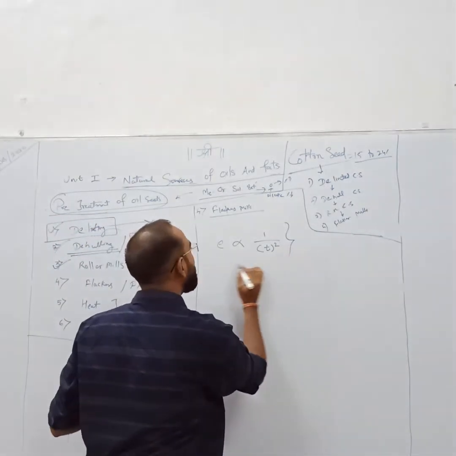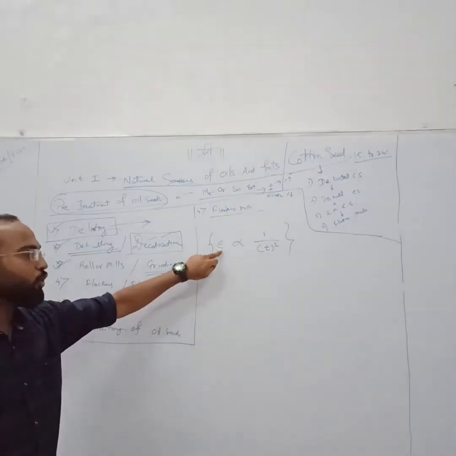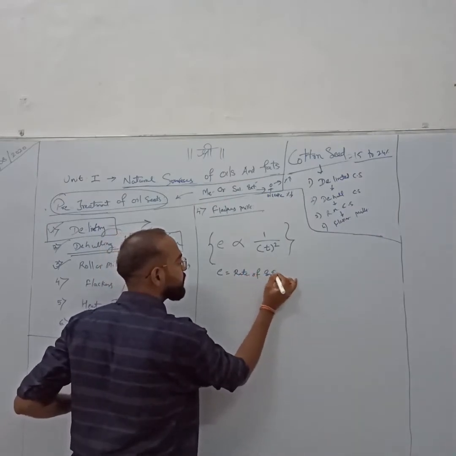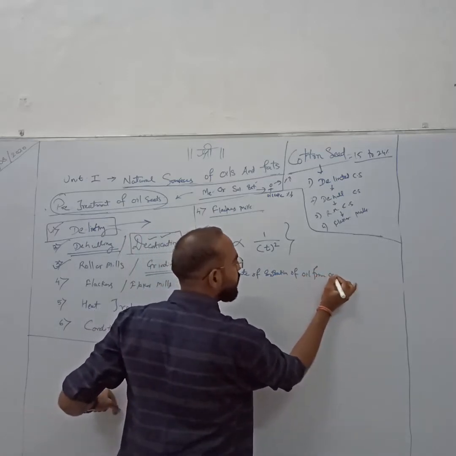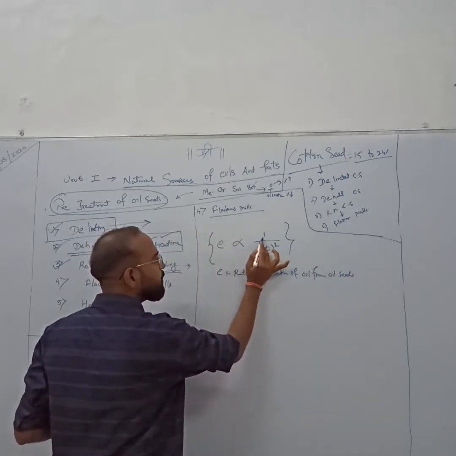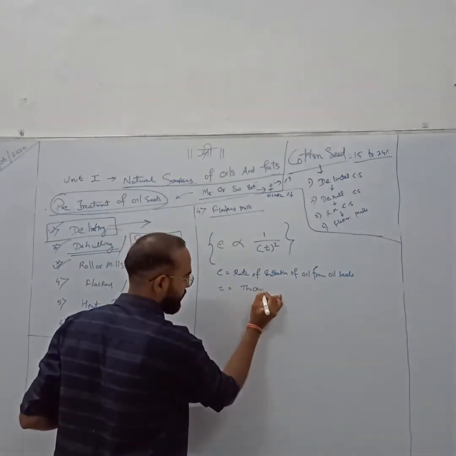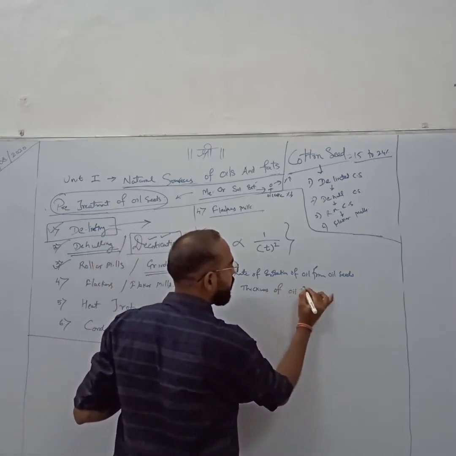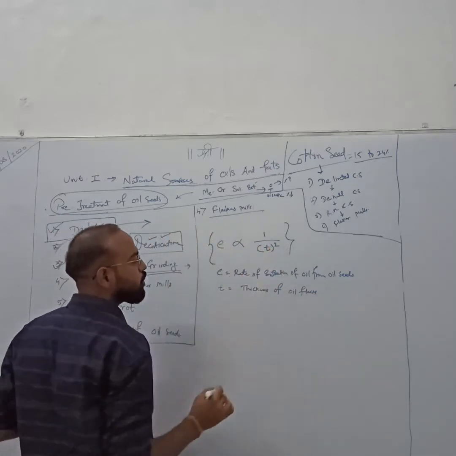This is a very small expression, derived from the flaking operation: the rate of extraction, that is small e, the rate of extraction of oil from oil seeds, is inversely proportional to the square of the thickness, denoted by small t, of the oil flakes.